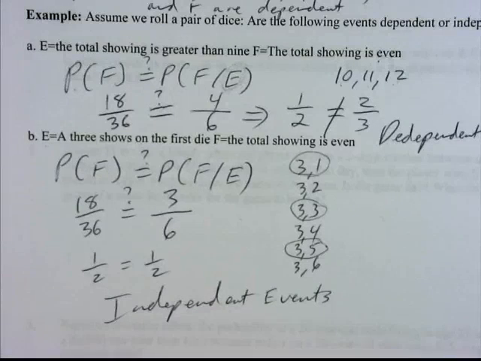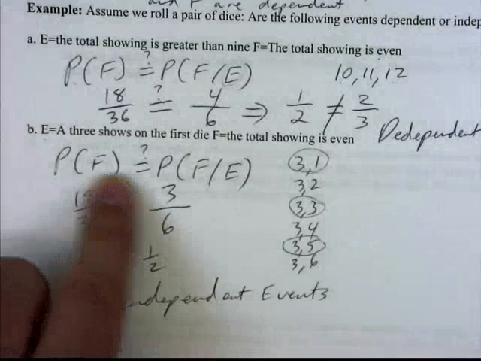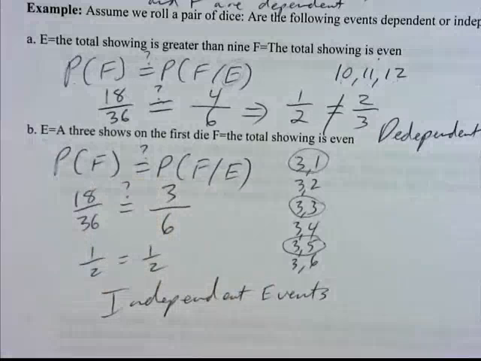Okay, so anytime you want to find out if something is dependent or independent, you just set these two things up, and then if they're equal to each other, you have independent. If they're not equal, you have dependent.